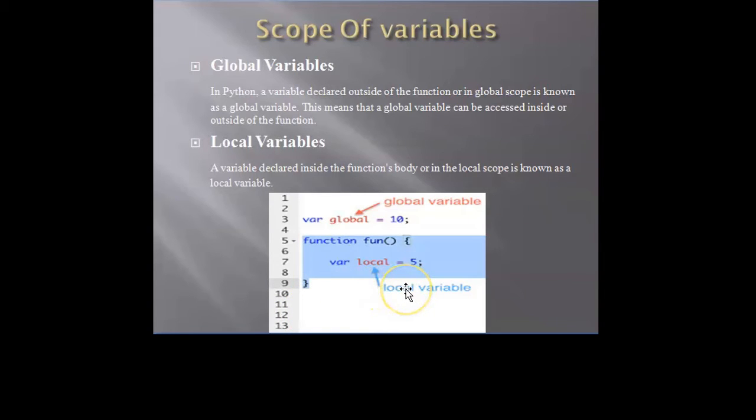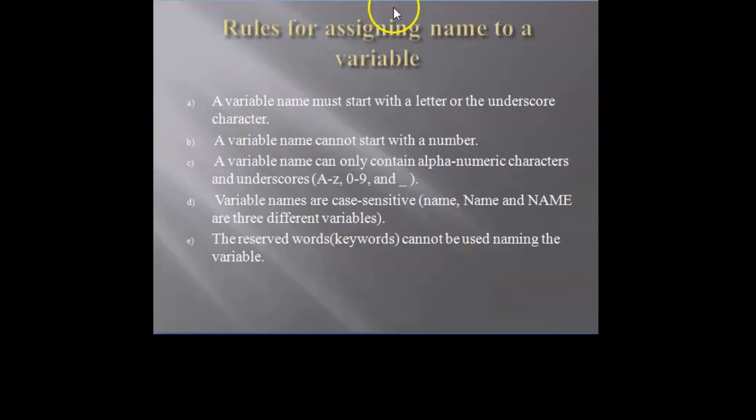Those are the two scopes of variable, that is global variables and local variables. Moving on to the next, rules for assigning a name to a variable. In a simple program, we just take the names of variables as a, b, c, x, y, z. But when you have to solve a problem in companies, you have to keep variable names of a standard. So for that, just go through these rules.